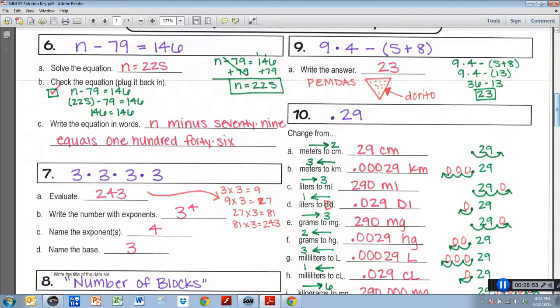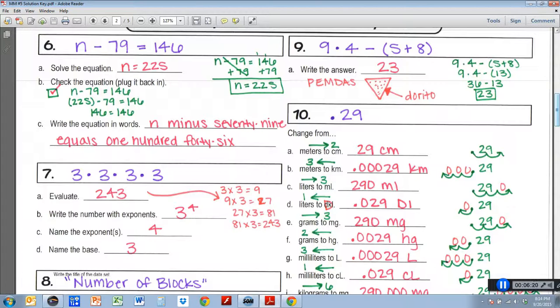5 plus 8 is 13, so that's the only thing I'm changing on this line. Remember, one step per line. I don't have any exponents, but I do have some multiplication or division. So 9 times 4 equals 36. So let's bring that down along with our minus 13.